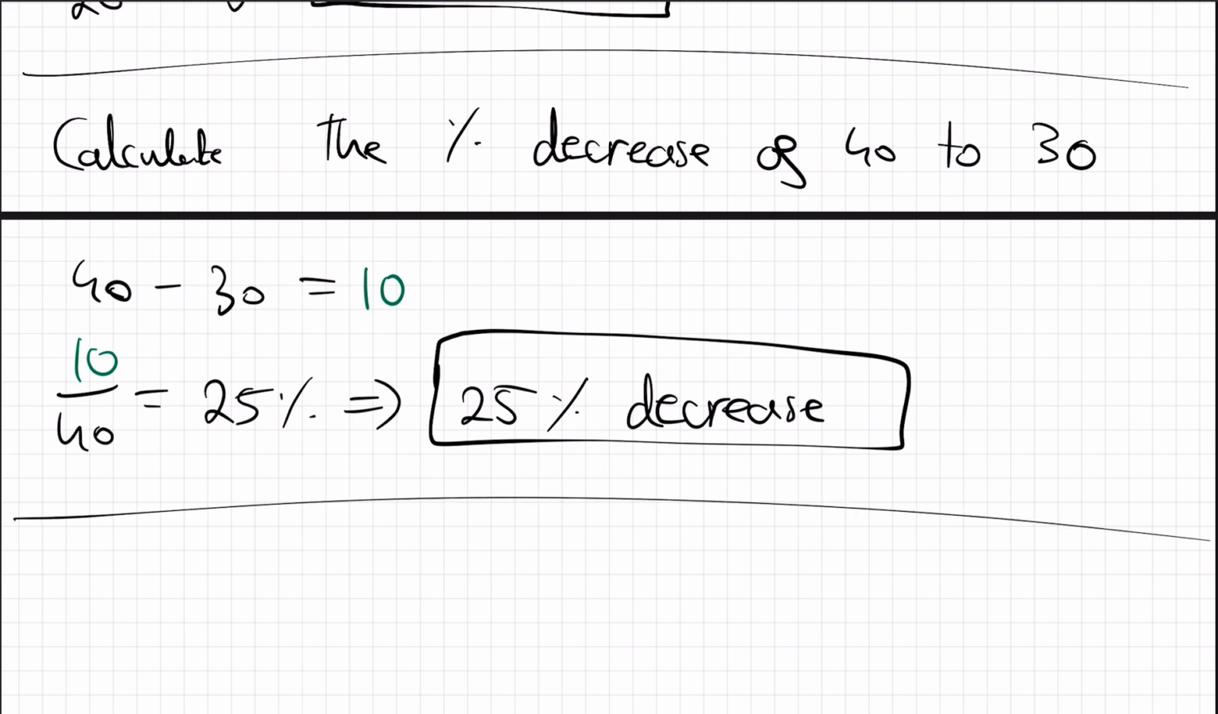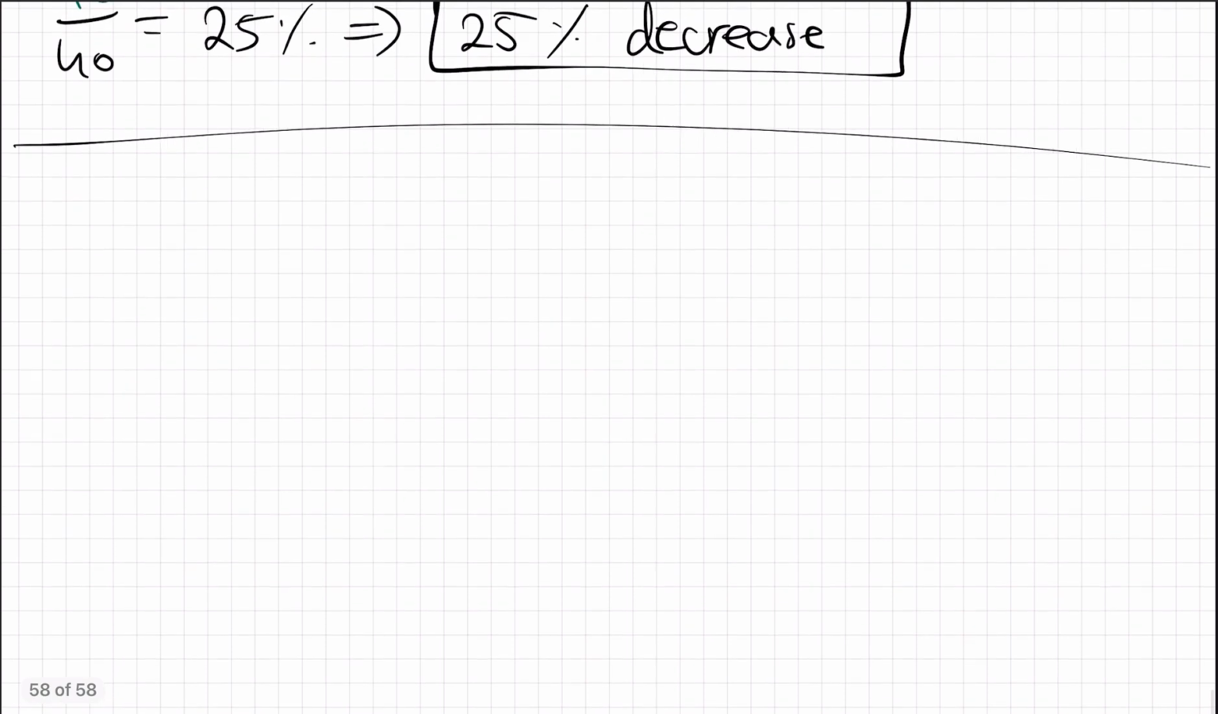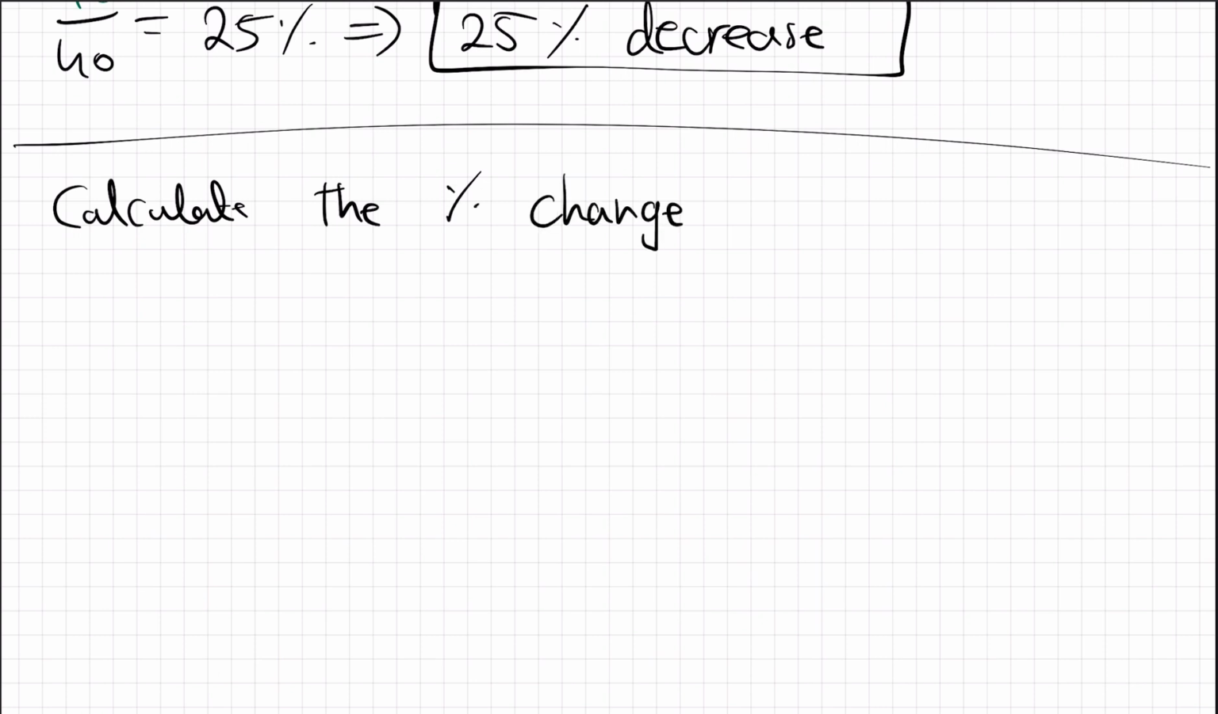Now I'll do one final example. Calculate the percentage change, see how I've got change, of 56 to 48, like so. So now we've got change, we need to remember what we had at the start. This can either be plus or minus, so we need to do this a bit more strategically. But still, it's not too bad.